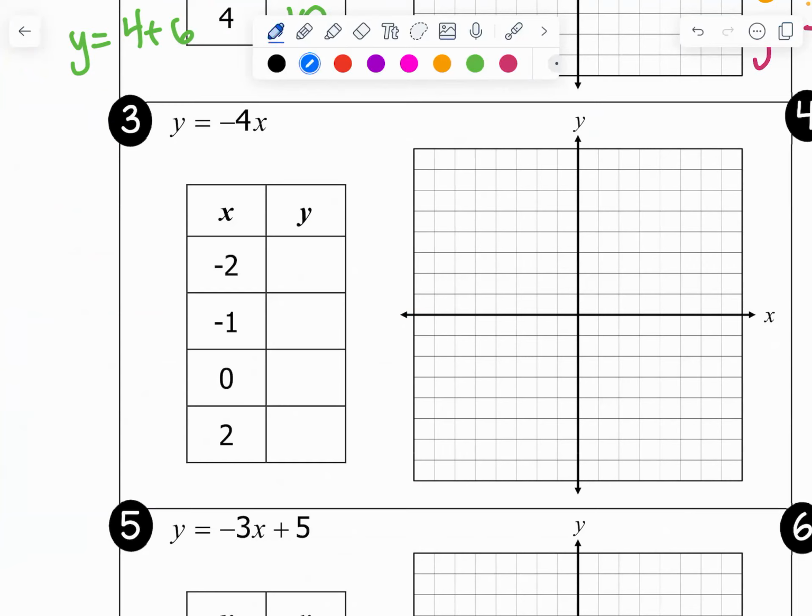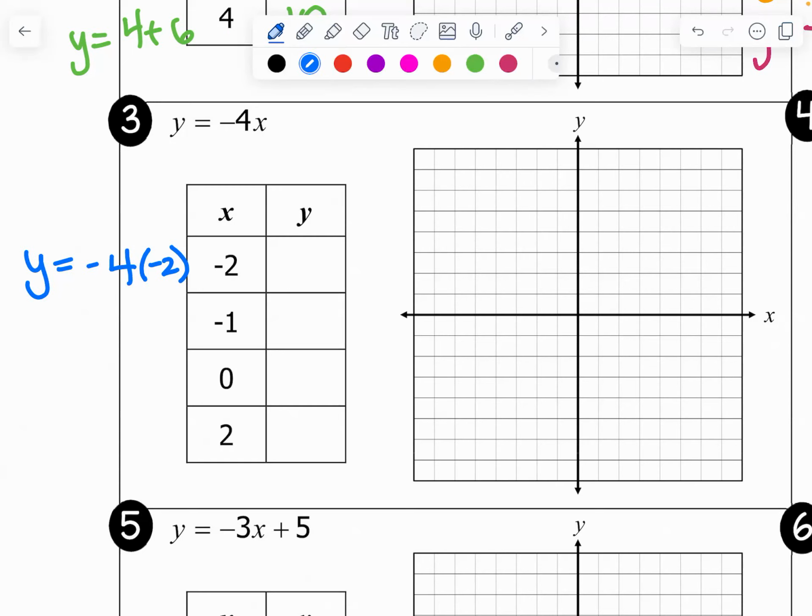Parentheses. If y equals -4x, I'm replacing x with -2, but I'm using parentheses. If I didn't use parentheses, I might forget what the operation between -4 and x is. What operation is in between -4 and x? Multiplication. If we don't write these parentheses, we might forget that.